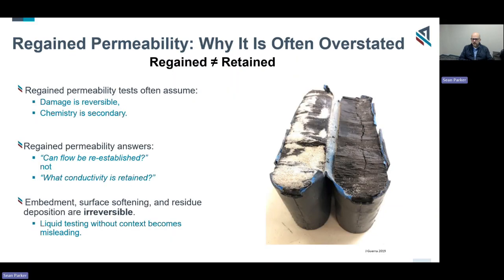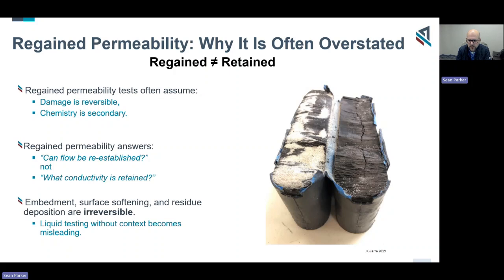So one other aspect I want to cover is regained permeability. We often hear, what's the regained perm, almost as a buzzword, but I don't consider this to be a useless test. I think where we are now, it's just not complete, as opposed to using the phrase retained permeability. Whereas regained, historically, we're considering that the damage is reversible and chemistry is secondary. Can flow be reestablished is what regained permeability is answering, as opposed to what conductivity is retained. And it's not necessarily a play on words.